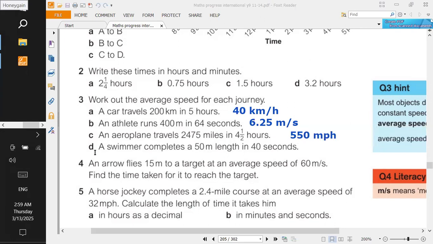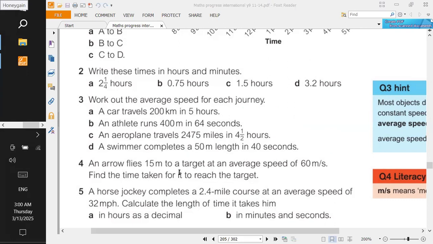The last one, a swimmer completes a 50 meters length in 40 seconds. So we divide the 50 by the 40 seconds. And the answer is 1.25 meters per second. And this is how you answer a question like this. So basically, we divide the distance over the time to find the speed. Now let's move on to the next question.